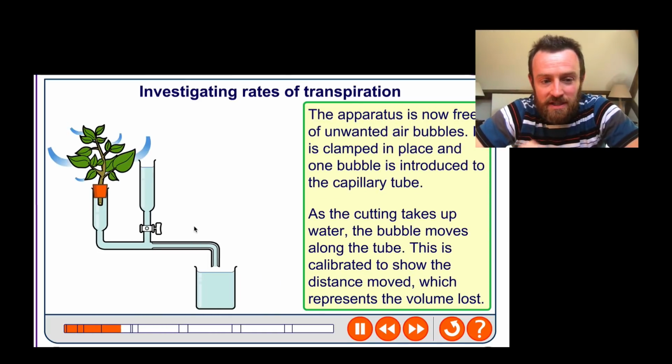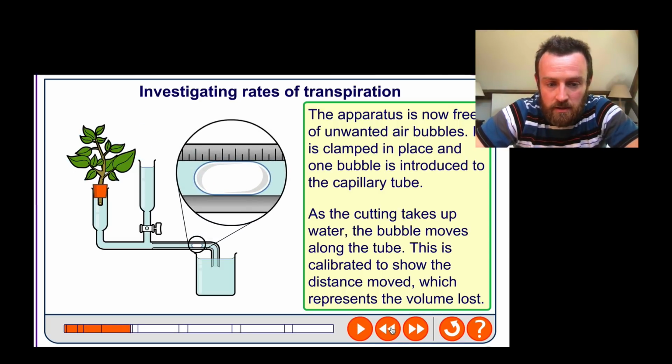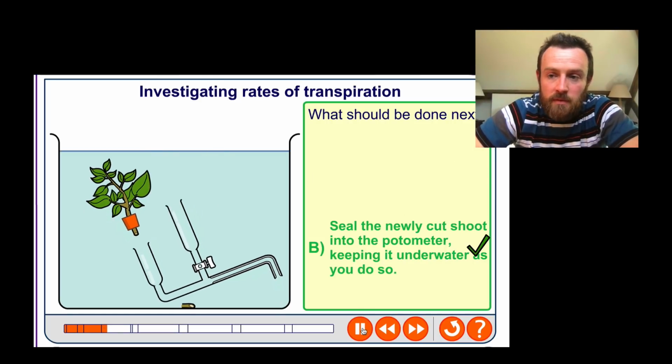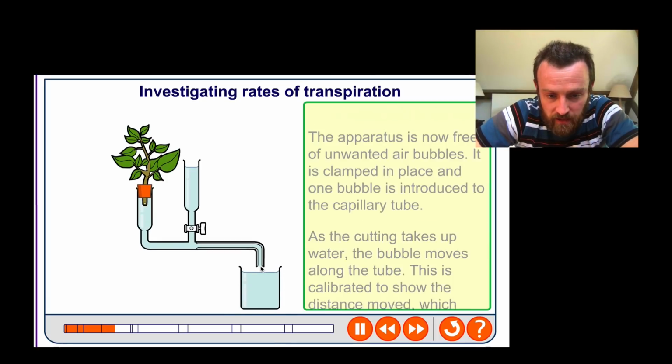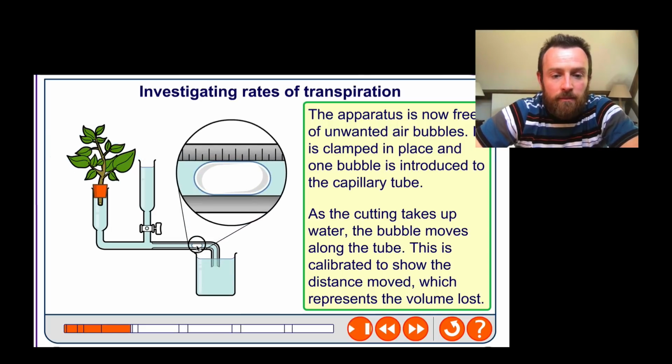Now we're almost ready to go. The leaf has started to do some transpiration, and therefore air is drawn in. Watch very closely right here. Air is drawn in, so you let a little bubble go in, then you put it in the water. Then you just track how fast this bubble is moving. You do that on a scale, and you watch the bubble go.